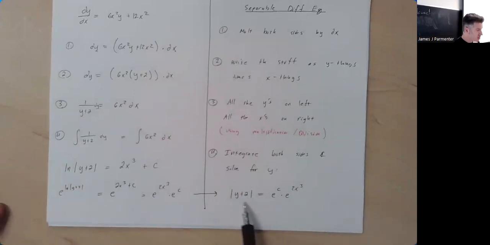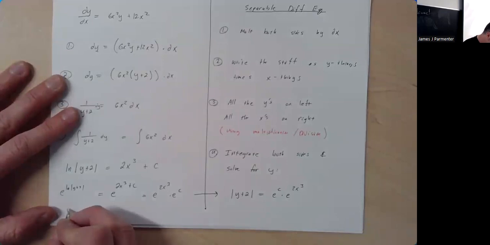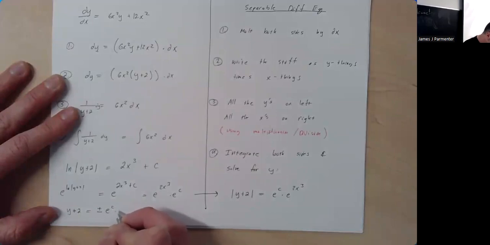But the insides of this could be positive or negative. Y plus 2 could be positive and the absolute value would be positive. Y plus 2 could be negative and the absolute value would be positive. So what we're going to say is that y plus 2 on its own could be positive or negative e to the c times e to the 2x cubed.